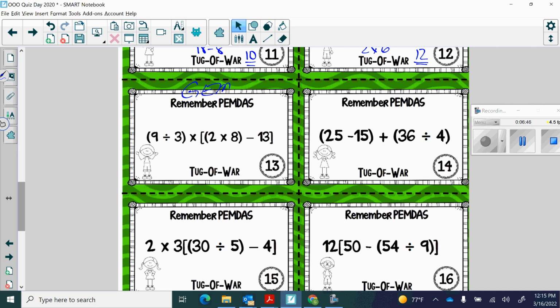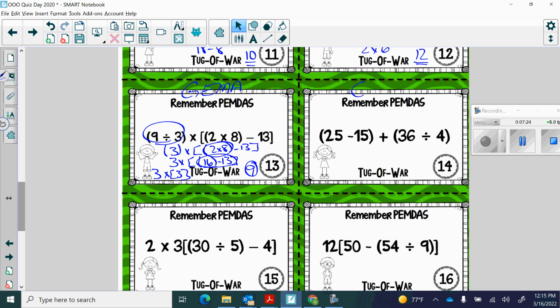Groupings, we got groupings all over the place on this one. So again, groupings, we start left and go right. So we'll start here. 9 divided by 3 gives us 3 times the quantity of 2 times 8 minus 13. I now have a grouping on the right, so we'll start with the grouping inside of the grouping. Gives us 3 times 16 minus 13. I still have a grouping because of the brackets. Gives us 3 times 3, or 9.